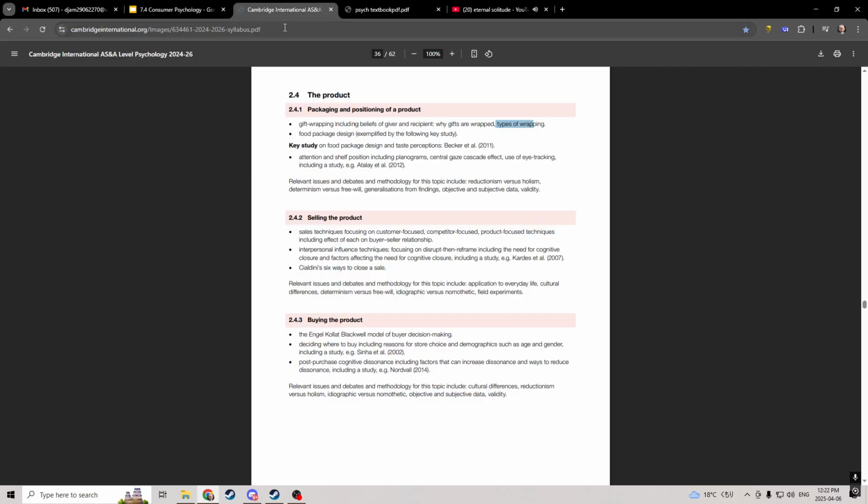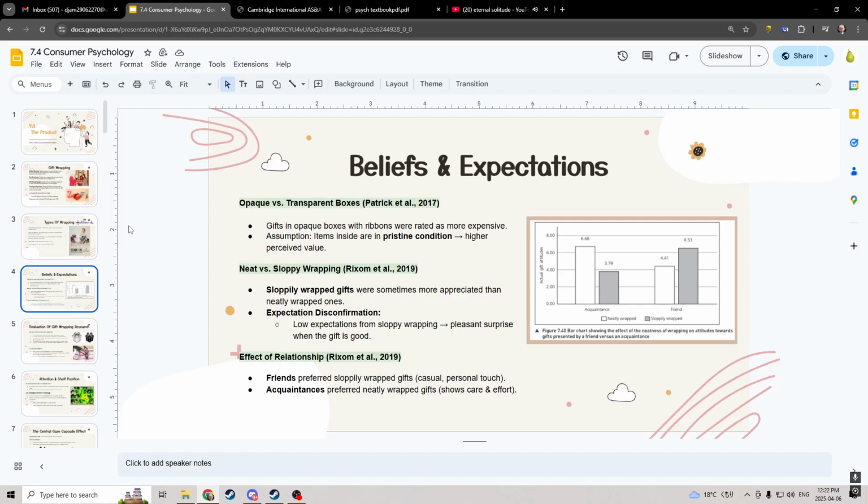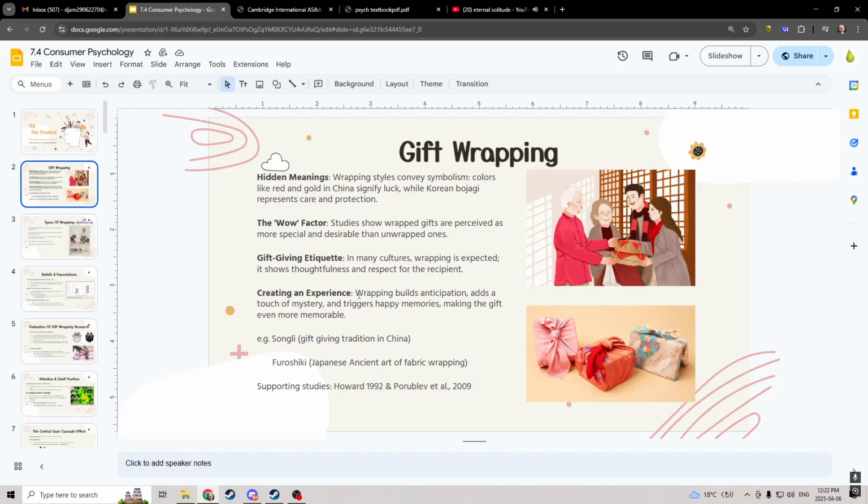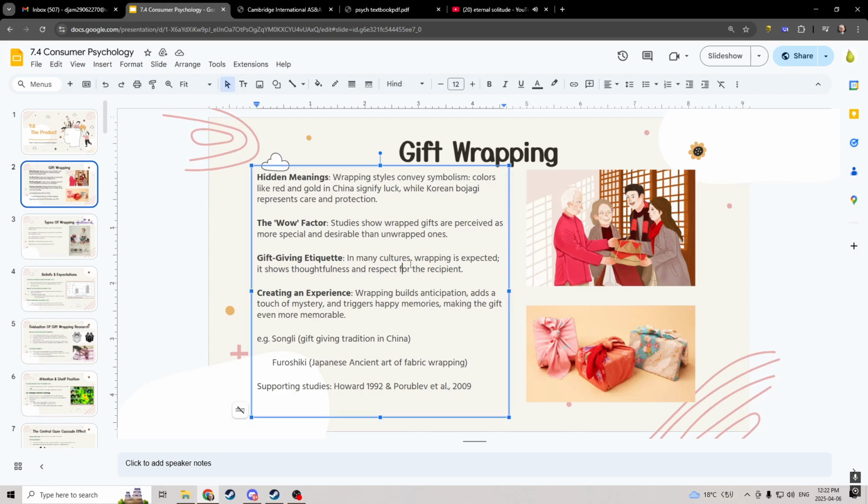Back here, types of wrapping. Why gifts are wrapped. Gifts are wrapped to create an experience. The wrapping builds anticipation, surprise and mystery. It makes the gift more memorable. In many cultures, wrapping is expected, shows thoughtfulness and respect for the recipient. Wrapped gifts are perceived as more special and desirable than unwrapped ones, and they convey symbolism in different cultures.